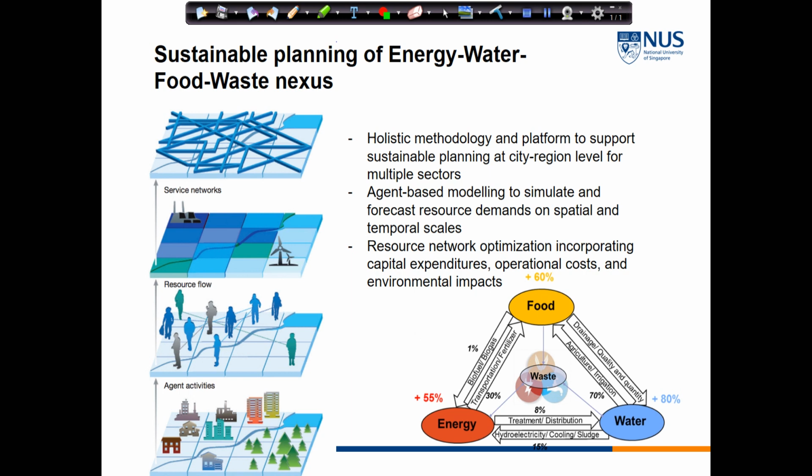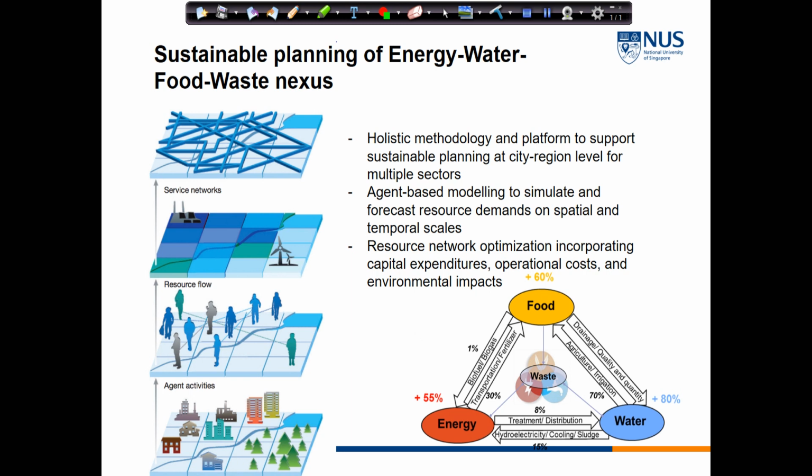So we are able to map those results on the map layer, and human behavior is also a key part to be modeled. You can use mathematical models to describe human behaviors. So we use some agent-based modeling to simulate and forecast resource demand based on spatial and temporal scales. And then the resource optimization network for all different sectors, because these sectors nowadays are interlinked with each other.